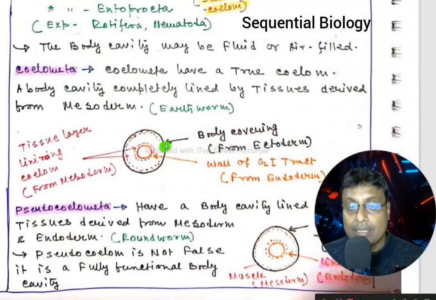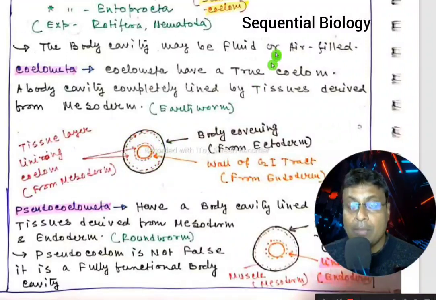We can see two walls. The outer wall is called the body covering, or the body wall, and this body wall is derived from ectoderm, which is a type of germ layer. Inside this there is also a cavity, which is the gut cavity or alimentary canal. The wall of this alimentary canal, the wall of the GI tract, is derived from endoderm. Then a cavity can appear between these two walls, between the body wall and the gut wall, and this cavity is called the body cavity.